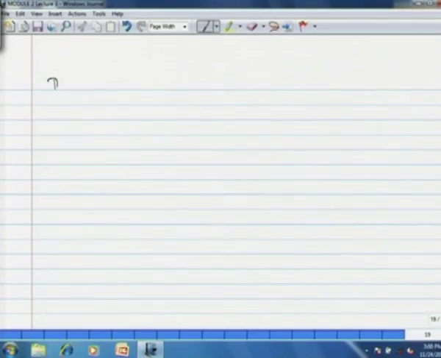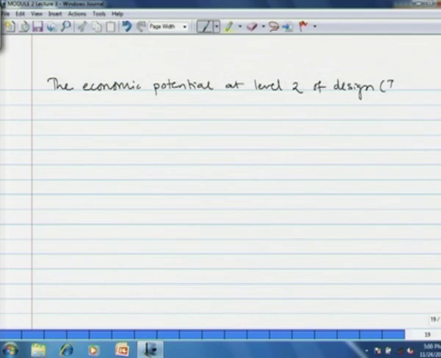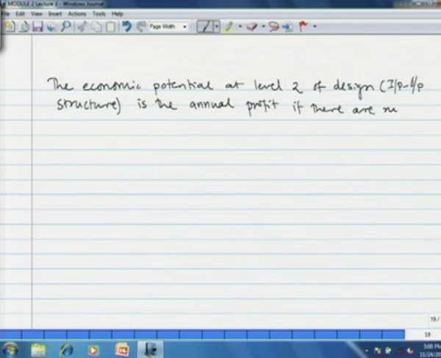So, at that point we note the economic potential at level 2 of the design, input output structure of flow sheet, is the annual profit that we make if there are no capital cost and no utilities cost.